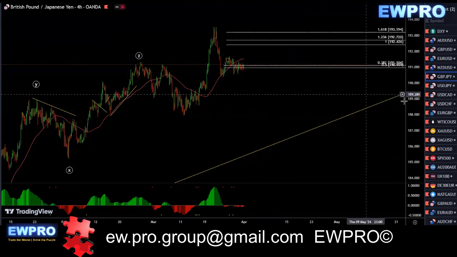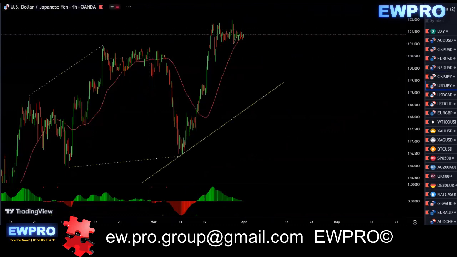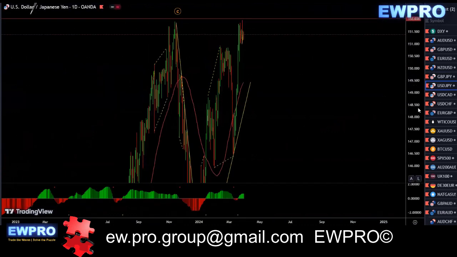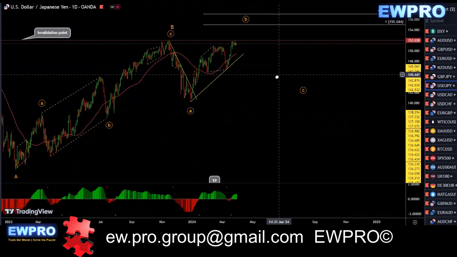But we're right at the top of the market on the daily, so any sell setup, I'd be looking for the sell. UY is very similar as well.